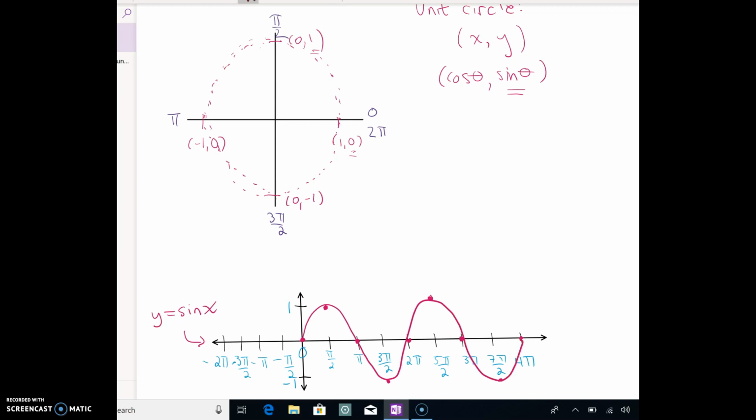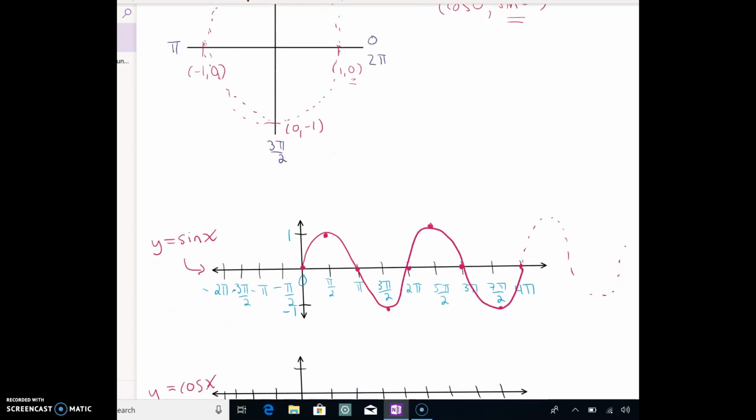Now notice I could continue doing this. I could go around the unit circle infinitely many times. And so in that manner, the shape is going to continue, and we have a domain of all reals, so we're going to continue going to the right like that with that same pattern.